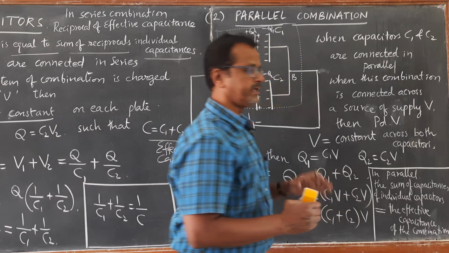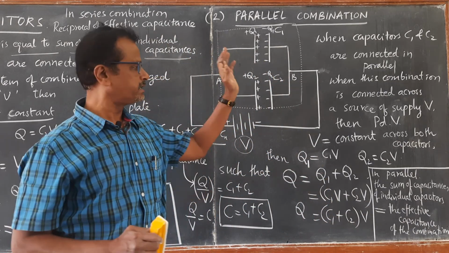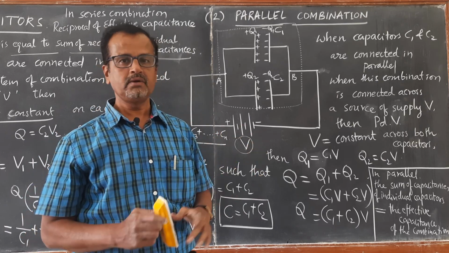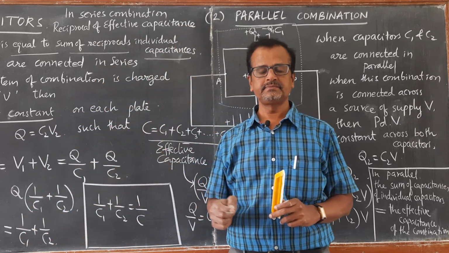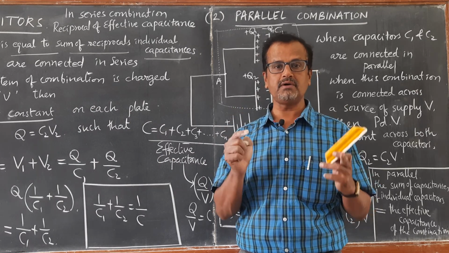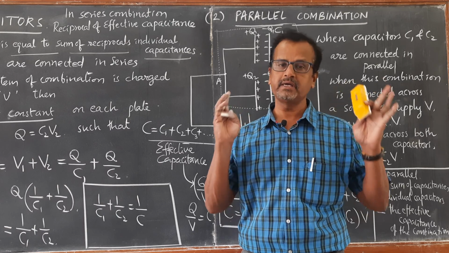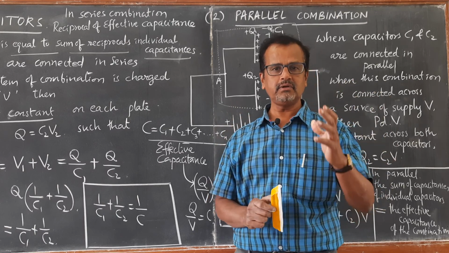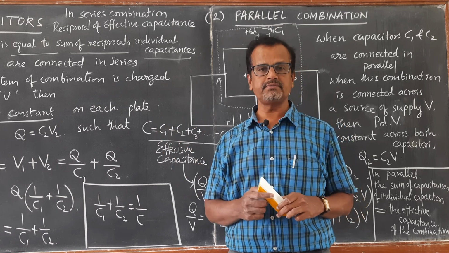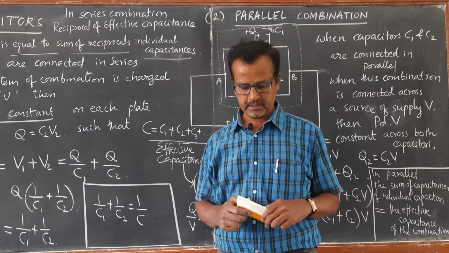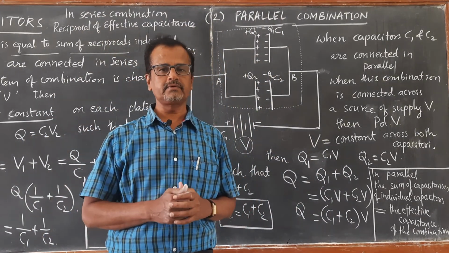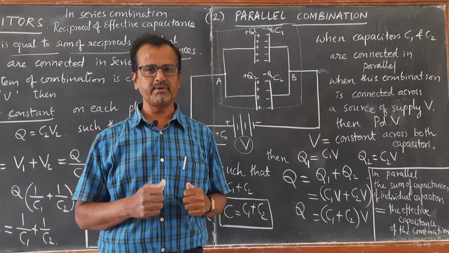So, when the capacitors are connected in parallel, the total capacitance is equal to the sum of the capacitances. When they are connected in series, then the reciprocal of the effective capacitance is equal to the sum of the reciprocals of the individual capacitances. Okay. We will solve many numerical problems based on this combination of capacitances, so that the things become very clear. The next video will solve numerical problems.